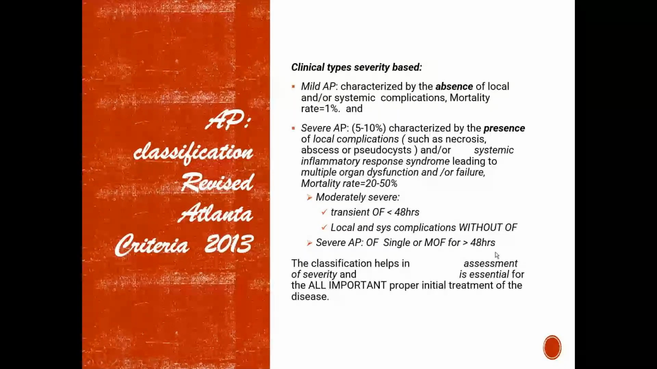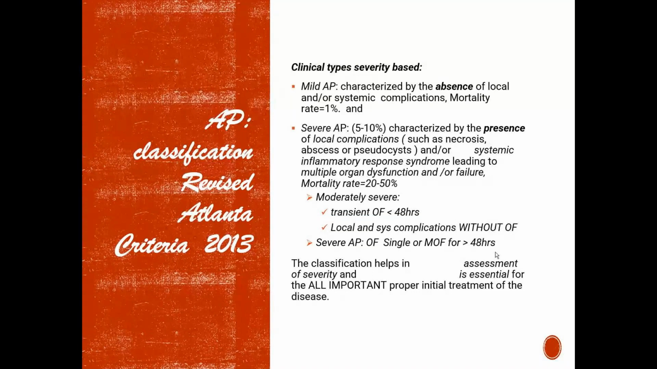And this classification, what's the need for this classification? This classification is very, very informative in what? It tells you about the severity, so you can prognosticate this patient, and very important, you can triage this patient. Which patient requires urgent treatment? So essential for the all important proper initial treatment of the disease. That's why you need to know whether this patient has got mild or severe. Apart from the fact that I can easily tell this patient, look, your patient has got mild, he's not going to die, he'll be alright within 4 days, 5 days, 6 days. That's one part of the story.